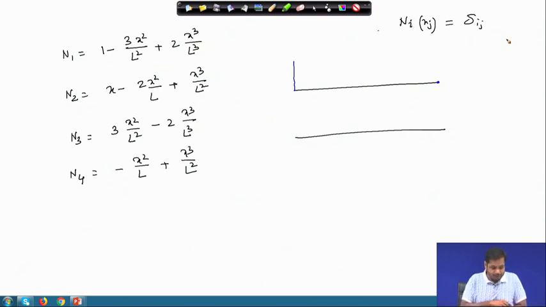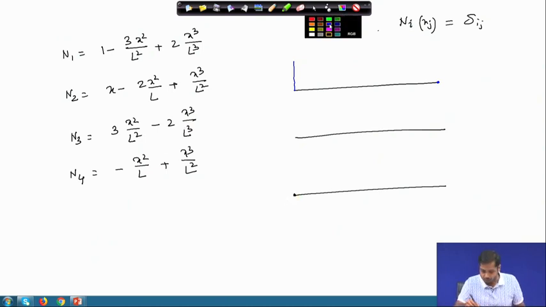Now, what is N2? Here it is important, we will come to N2 later. Let us talk about N3 first. For N3, if we substitute x is equal to 0, N3 is 0, and if you substitute x is equal to L, N3 will be 1, and in between it is cubic. Now, and then finally, we have N4.